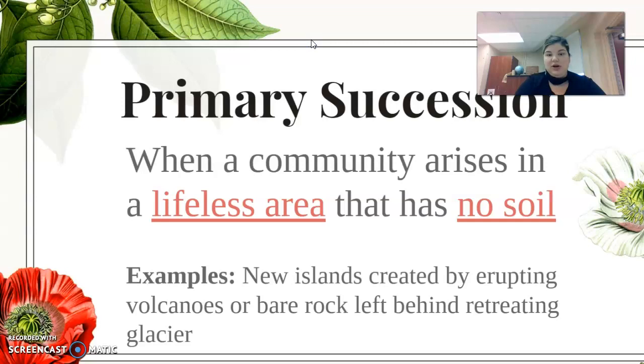Primary succession occurs in communities where the area is completely lifeless, so there's not even soil after this type of disturbance. So examples could be a lava flow taking over an area, or even new islands created by erupting volcanoes, which would mean that you're left with a barren surface that's just rock. And from that state, you slowly build soils, you slowly build moss, and eventually you'll get to other life and plant forms.